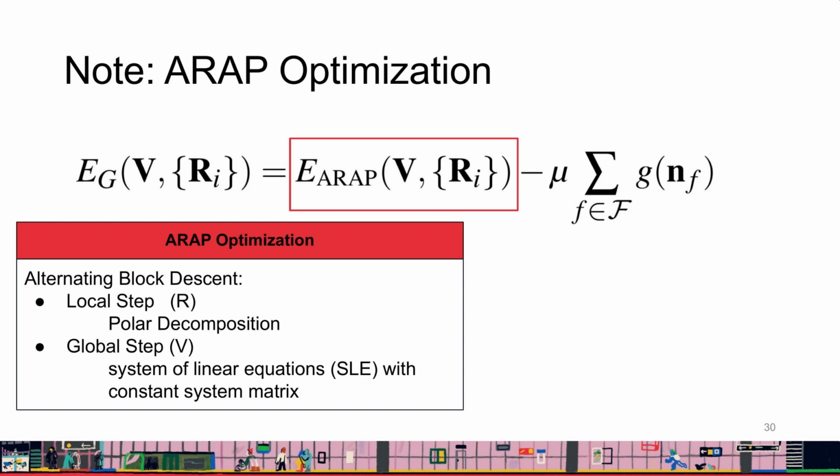The as rigid as possible energy depends on 2 sets of variables, a set of rotations r and the vertex positions v. A common way to optimize it uses an iterative block descent scheme, alternatingly minimizing the energy with respect to one set of variables while keeping the other set fixed. In ARAP, this boils down to a polar decomposition per rotation r that can be computed locally and the solution of a global linear equation system. In the global step, the system matrix stays constant, enabling a faster solution using a factorization.